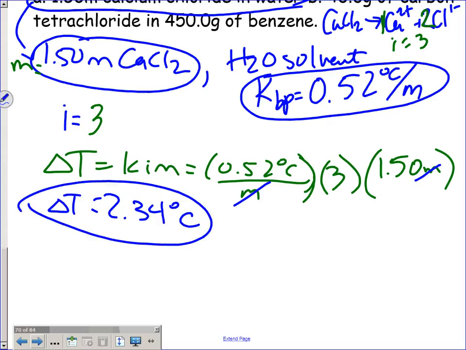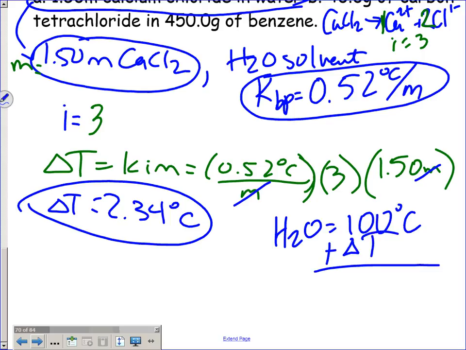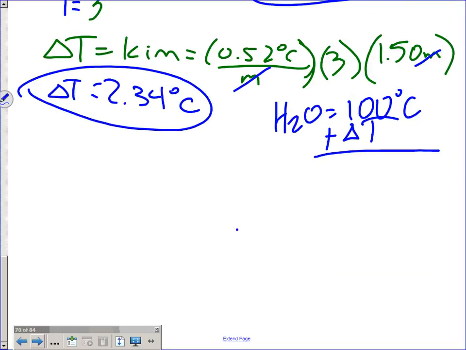No, the question said what's the new boiling point? Well, what was the solvent originally? What was the solvent's boiling point originally? Sorry. 100. So water's boiling point is 100 originally, but now we're elevating it, so we're adding our delta T to this. So we're adding 2.34. So what's our final temperature? 102.34 degrees Celsius. Okay.